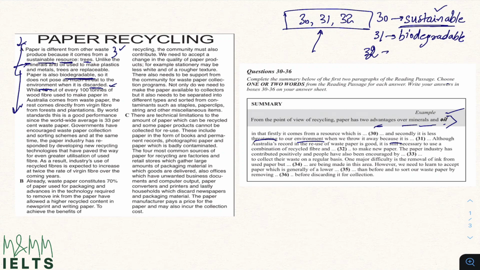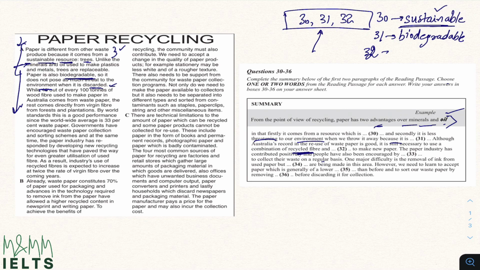So we'll do just one more, and that's number 32. It says over here, let's read it from, although Australia's record in the reuse of waste paper is good, it is still necessary to use a combination of recycled fiber and something dash to make a new paper. So I straight away got my keyword over here, which is recycled fiber. So I'll start looking for where my recycled fiber word is. It says, so if I start reading, make wood in Australia comes from waste paper.